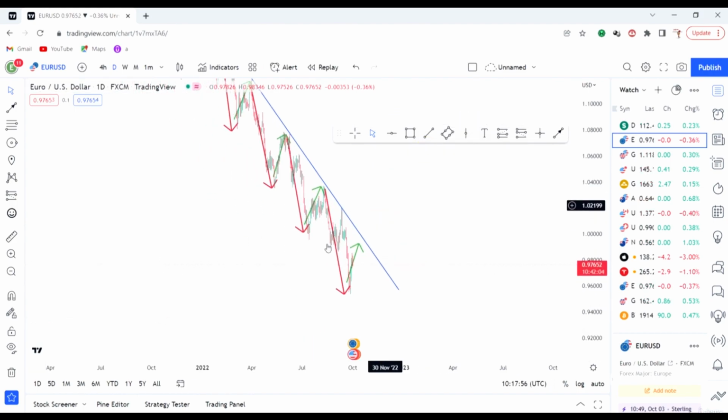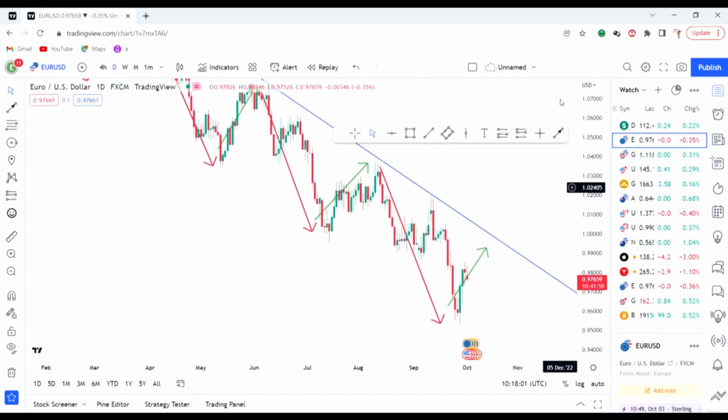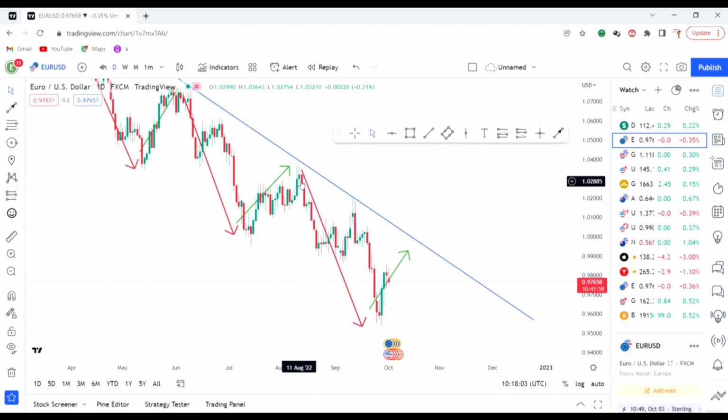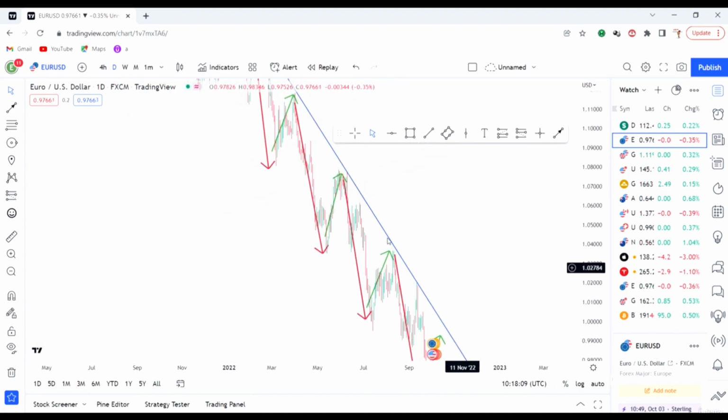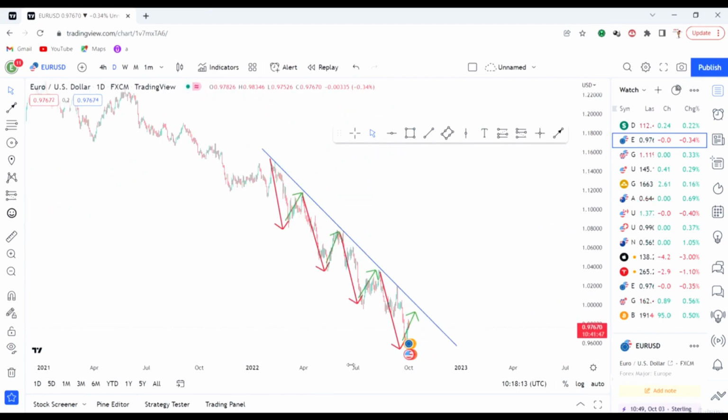Yeah, so now traders that entered here will have made this whole money. Traders that entered here will have made this money. Now you have to know that the market doesn't just move straight. The market doesn't just go down. If the market wants to come to this point, it's not going to just go straight.